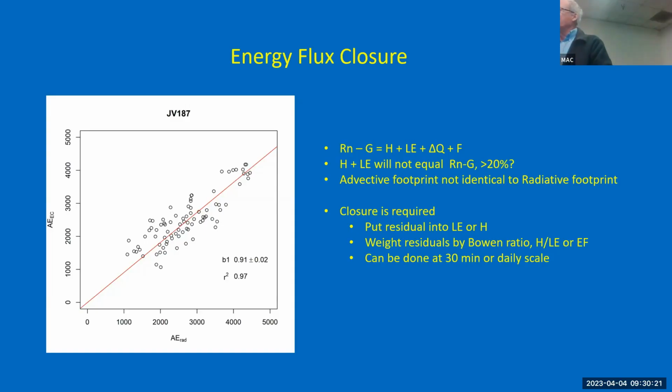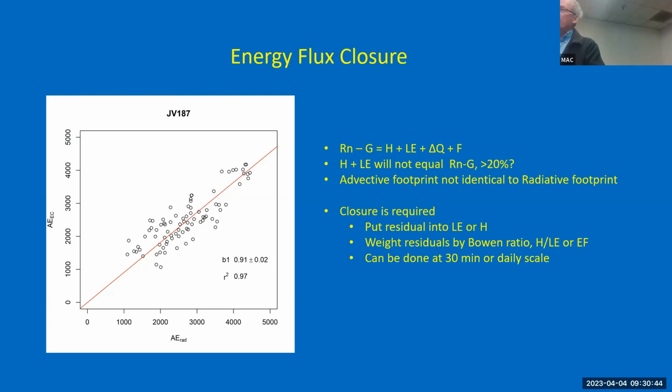So if you're going to report these results, how do you do it? Well, no peer-reviewed journal is going to accept your data without saying, how did you close the data? So the 3 techniques here is you can stuff all the energy into your latent heat flux, or maybe your sensible heat flux. If the water use is dominated by vegetation, then you might stuff all your residuals into that. You can do a weighting by what's called Bowen ratio. That's the sensible heat to latent heat ratio.